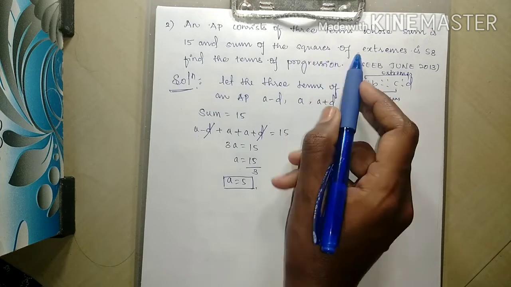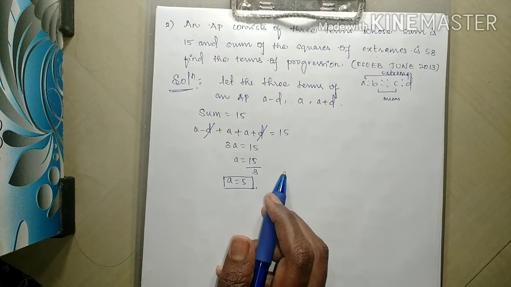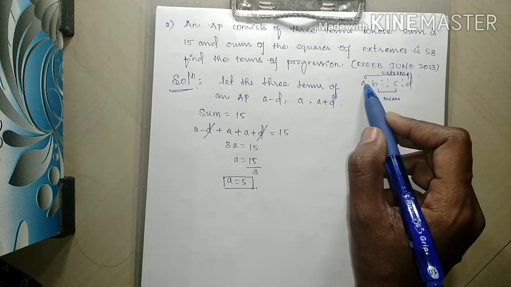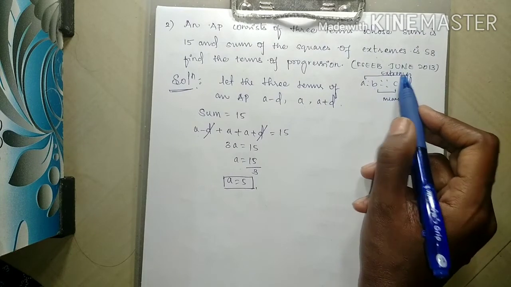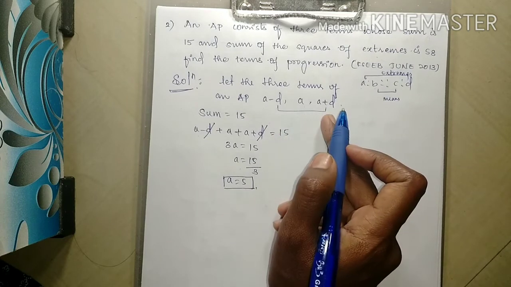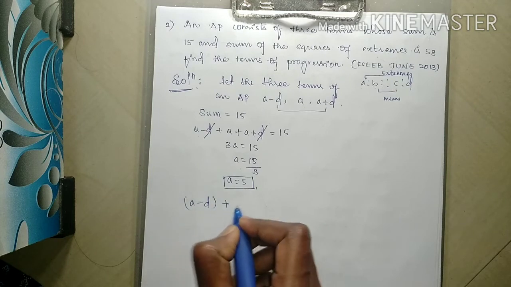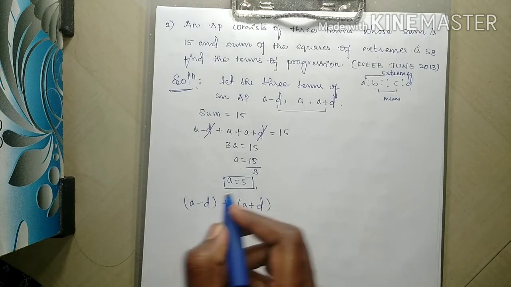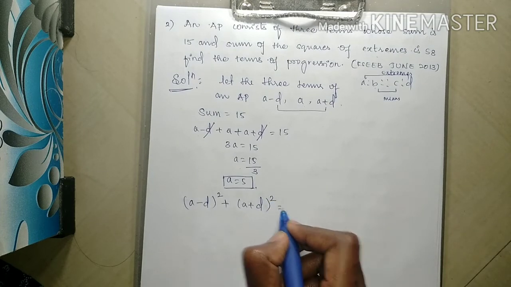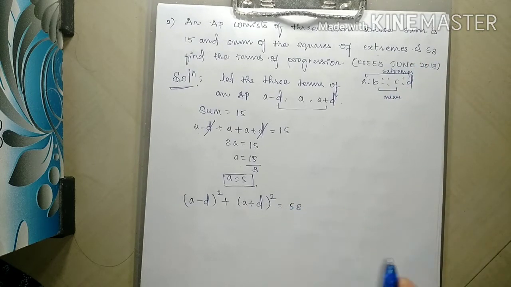And the sum of the squares of the extremes is 58. Here we have 3 terms. I told you that the outside terms are called the extremes. So here A minus D and A plus D are the extremes. Sum of squares means we have to square both the terms. Squares of extremes is equal to 58.